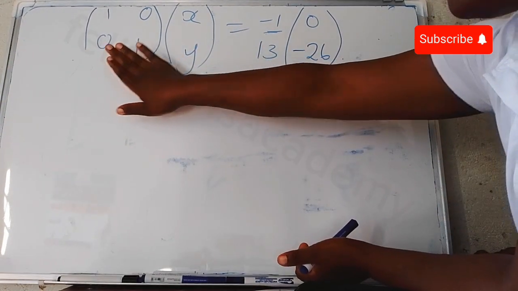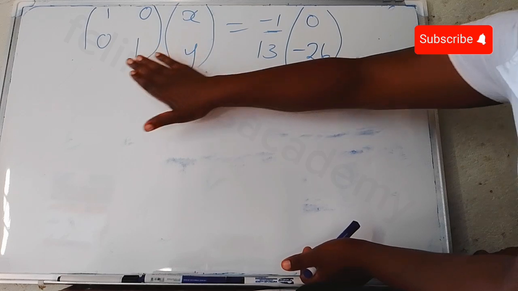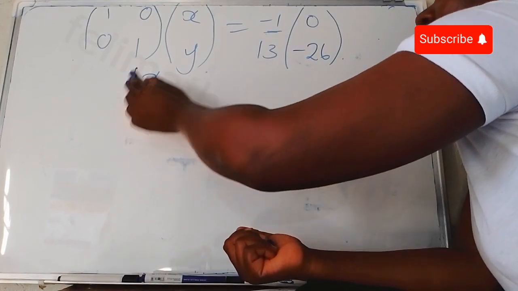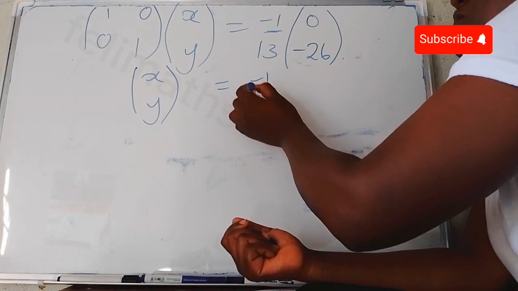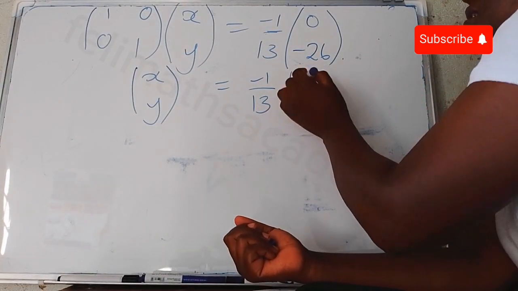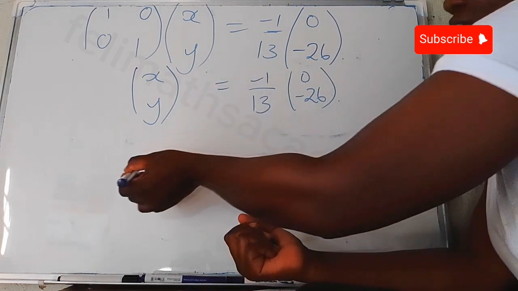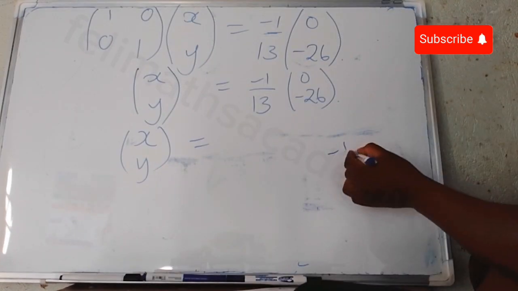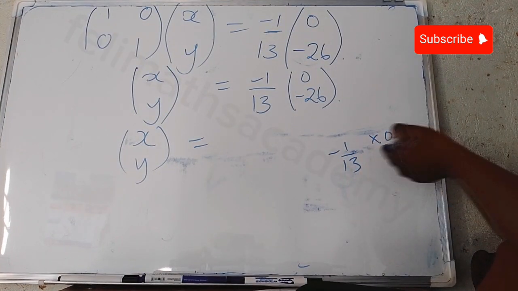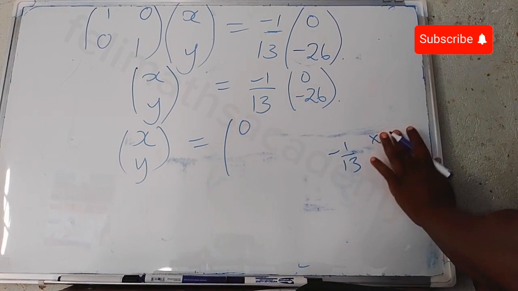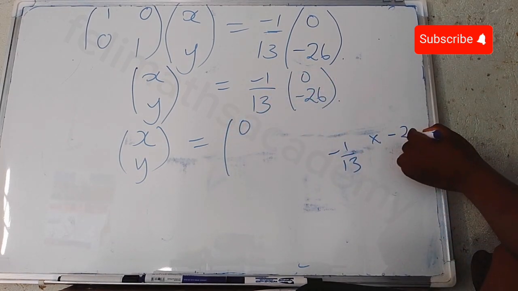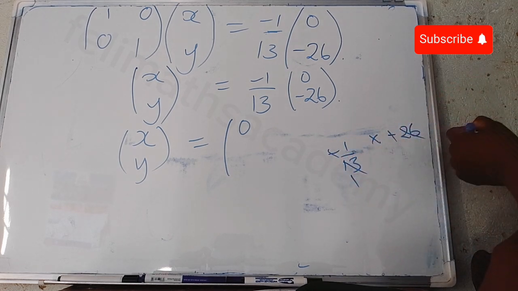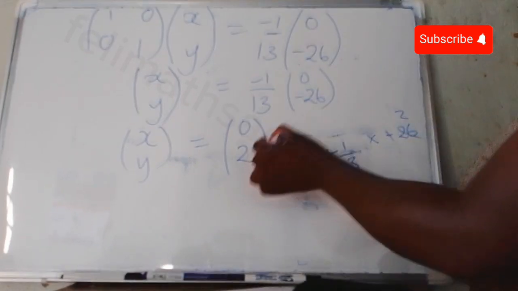Multiplying an identity by any other matrix, we are multiplying this identity by this matrix, we get that same matrix. x, y is equal to negative 1 over 13 times 0, negative 26. Right, so our x, y is equal to negative 1 over 13 times 0, it becomes 0. And negative 1 over 13 times negative 26, this negative and this negative become positive, and 13, 1 into this, 2. So it's 2 there.